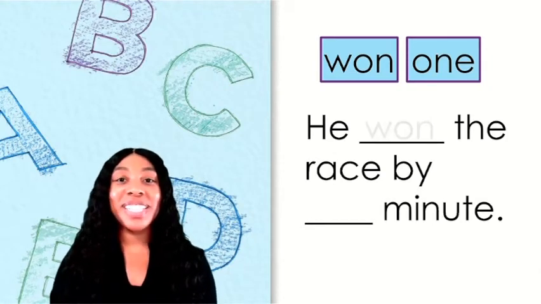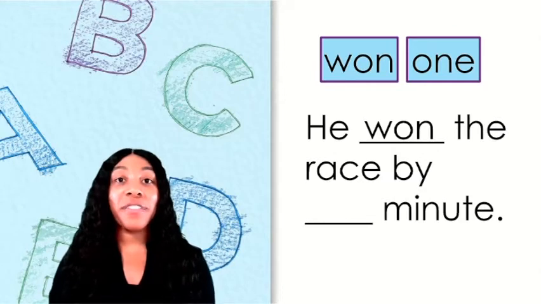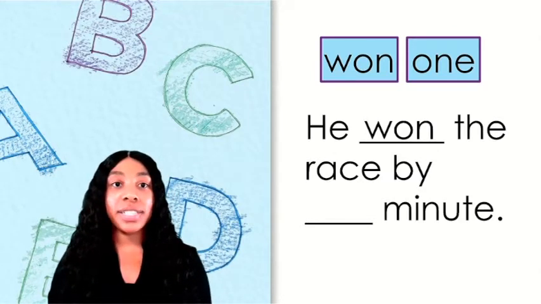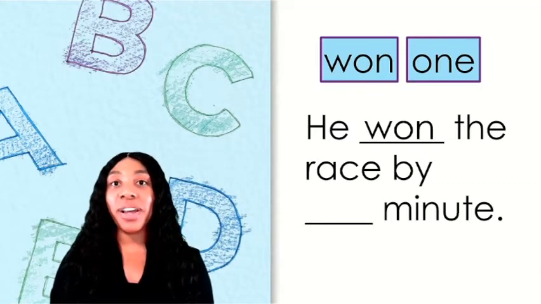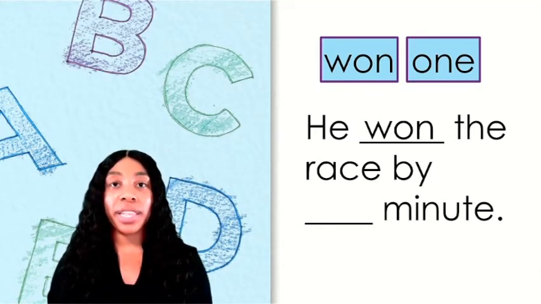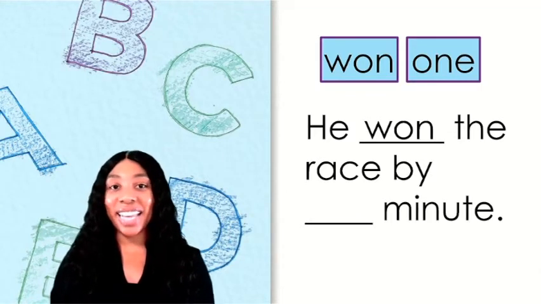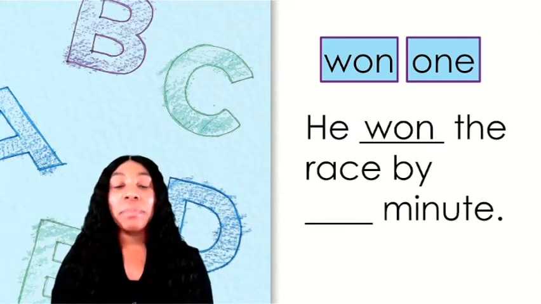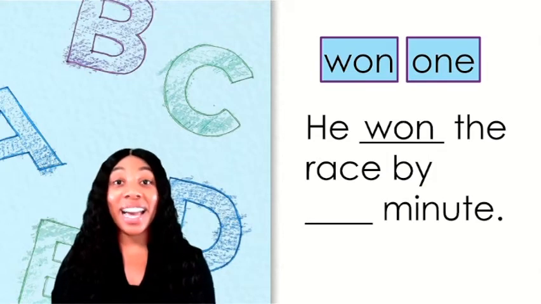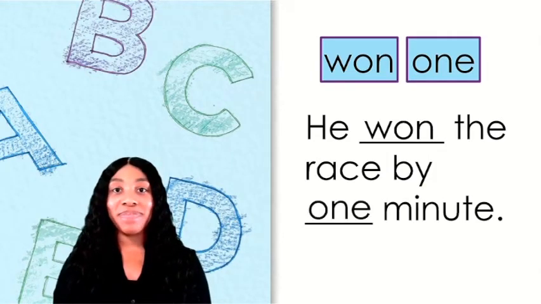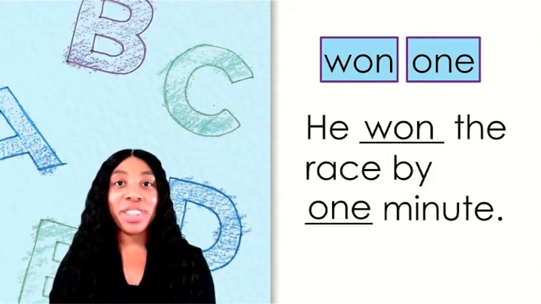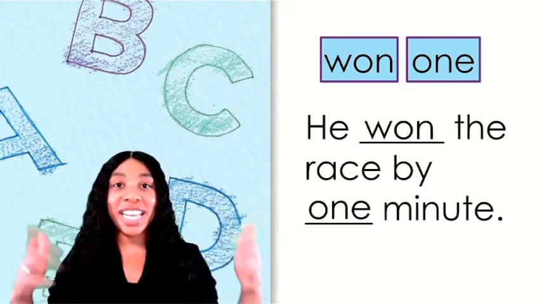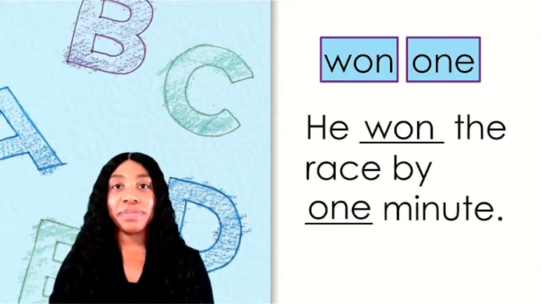One spelled W-O-N belongs in the first blank because it is either going to be won or lost, and we know one is the homophone that we are working with. Let's take a look at the second blank. We know it has to be O-N-E because they are referring to a time, which is the number 1. Great work with those homophones. Go ahead and give yourself a silent celebration for all of your hard work.